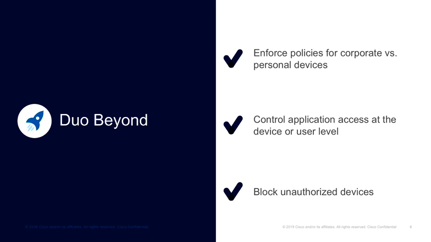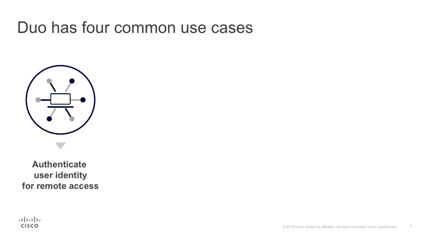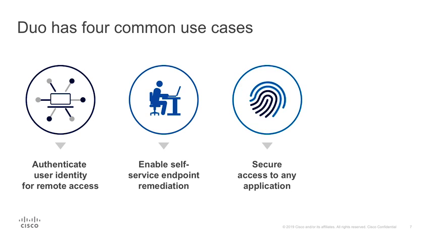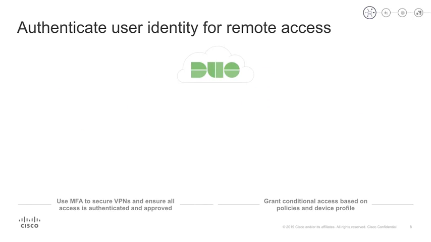Now that we know what Duo is and what it does, it's important to understand its use cases. Duo has 4 main customer use cases, allowing companies to authenticate user identity for remote access, enable self-service endpoint remediation, secure access for any application, and enable policy-driven access. Let's take a look at an example for each, starting with the authentication of user identity for remote access.